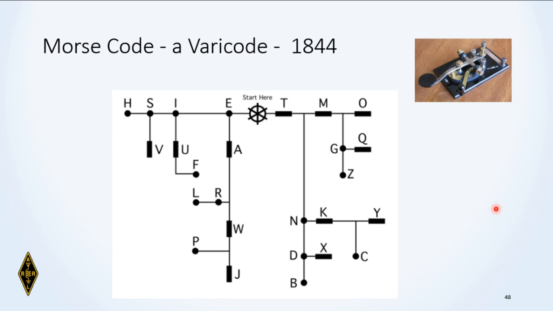And the letters that aren't used nearly as often are way out on the ends of the tree branches, like Y is dah, dit, dah, dah and B is dah, dit, dit, dit. So the ones that have a lot more elements are further out the branches of the tree. Isn't that cool? I thought it was cool. And a lot of people have never seen this. Say, that is so cool.